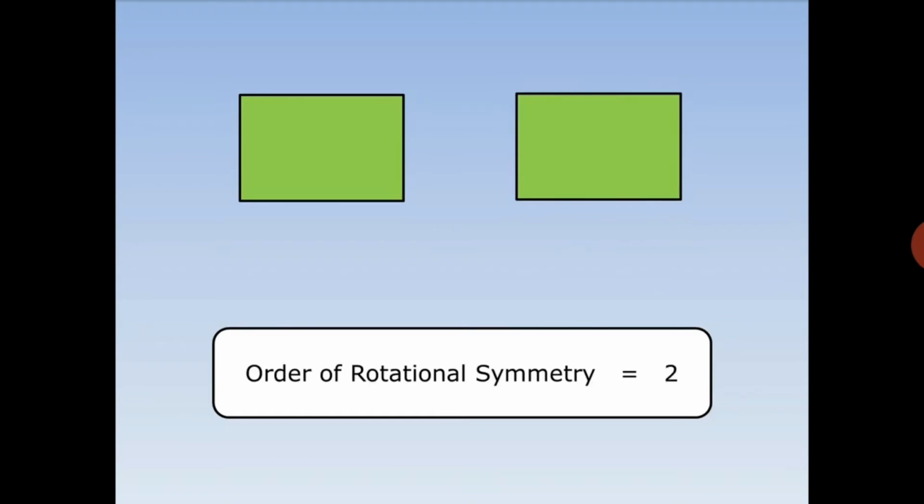Look at this rectangle. Again, if we rotate the rectangle with the degrees between 0 and 360, how many times does it match up? It gives the order of symmetry of the rectangle. See how many times? One time and the second time. So, the order of symmetry of a rectangle is 2. So, we can write it as order of rotational symmetry equal to 2 for this rectangle.